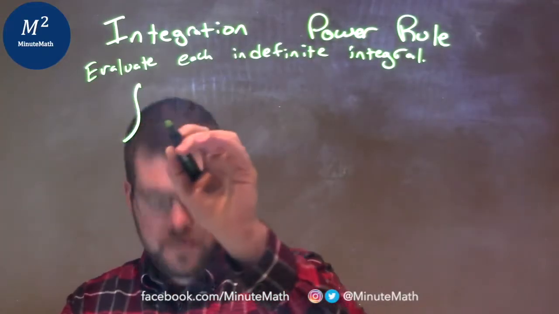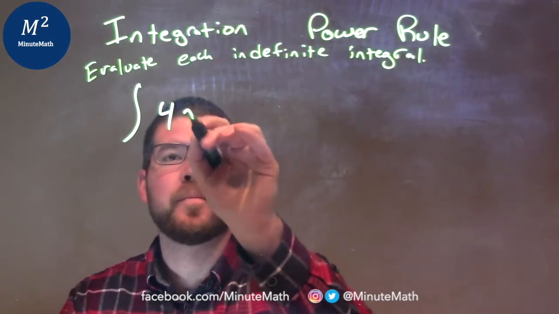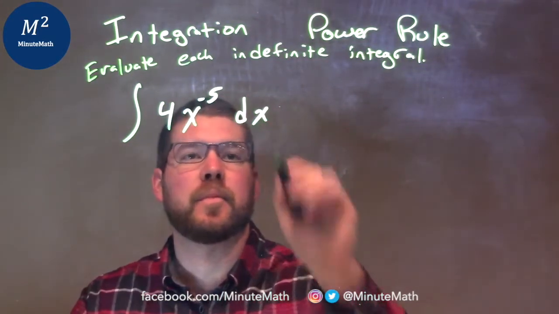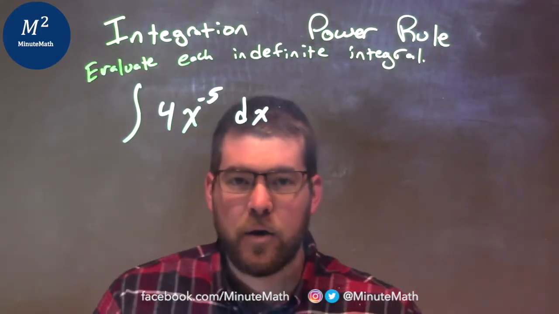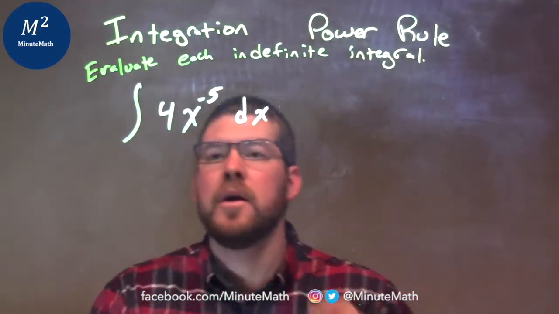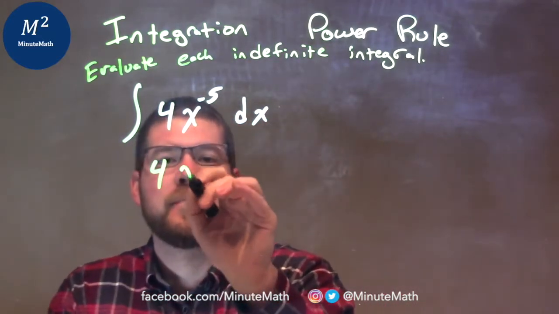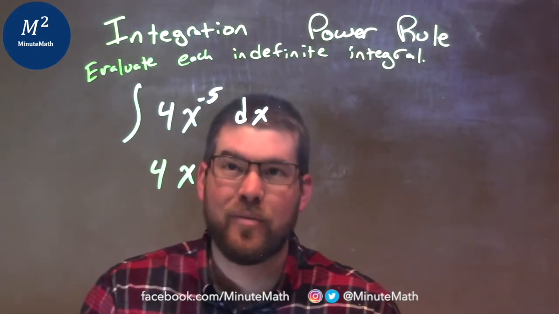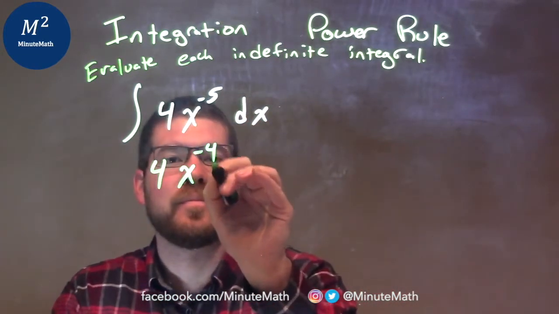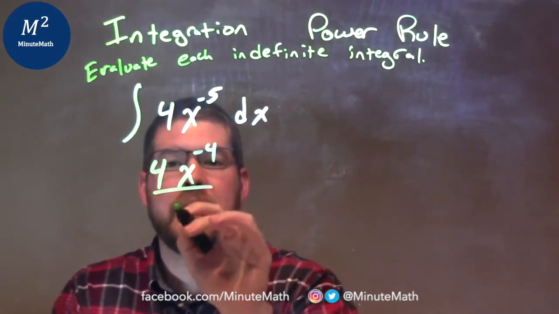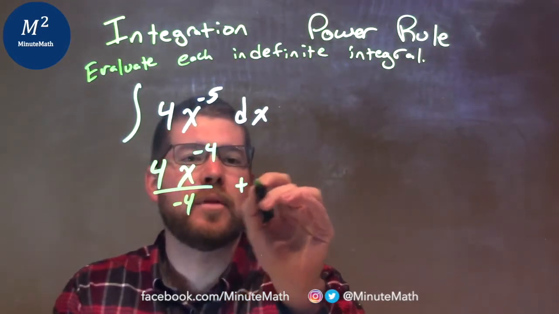So the integral of 4x to the negative fifth power dx. Okay. Well, by using the power rule, right, all I'm going to do is add 1 to the exponent. So we have the 4 comes down, the constant, x here, and now we have negative 5 plus 1. Well, negative 5 plus 1 is a negative 4. And we need to divide by that same exponent. So divide by negative 4 as well, and plus c.